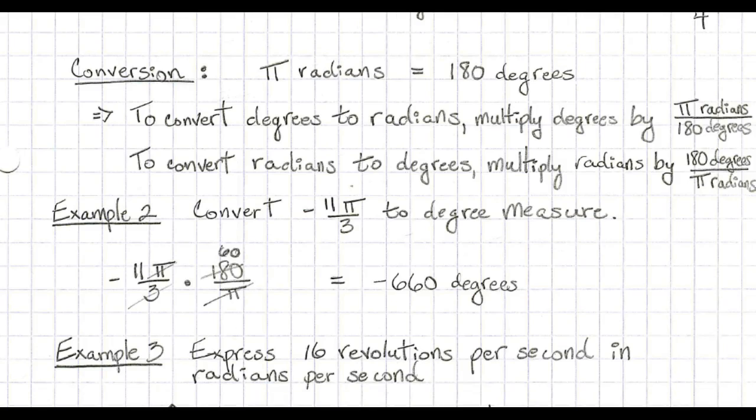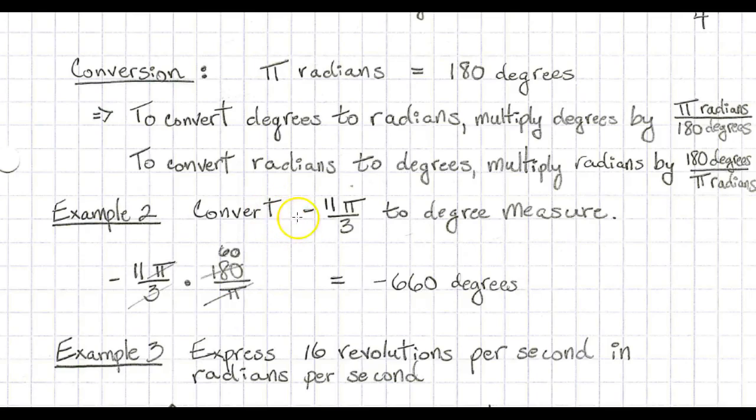Okay, I talked about this already a little bit, but the conversion here is pi radians is the same thing as 180 degrees. So pi radians equals 180 degrees, or pi radians divided by 180 degrees equals 1, or 180 degrees divided by pi radians equals 1. So whatever form you need is what you use. If you want to convert from degrees to radians, you multiply the degrees by pi radians over 180 degrees, so the degrees cancel. Or if you want to convert from radians to degrees, you multiply radians by 180 degrees over pi radians, so the radians cancel.